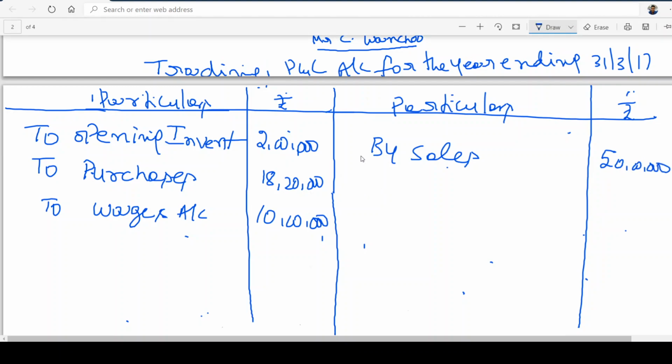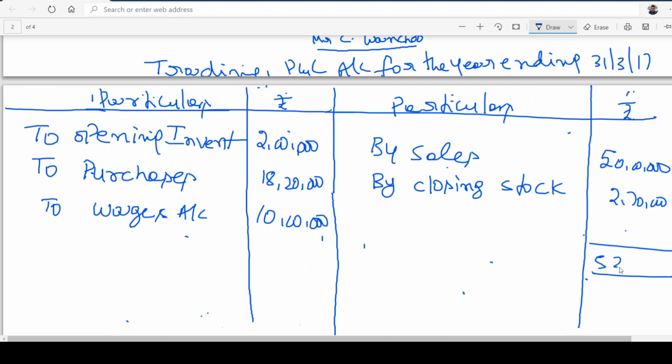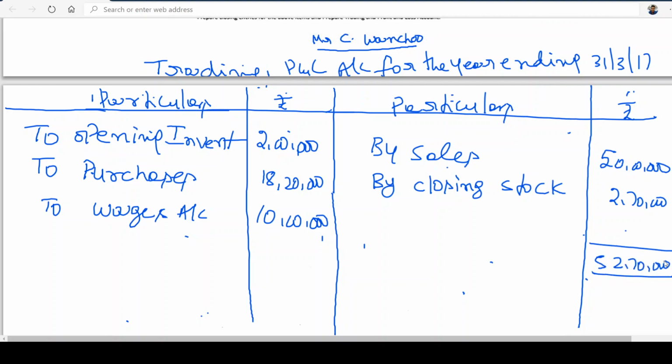Then we are having closing stock. What is your closing stock? 2 lakhs 70,000. So first you can close this at 52 lakhs 70,000.